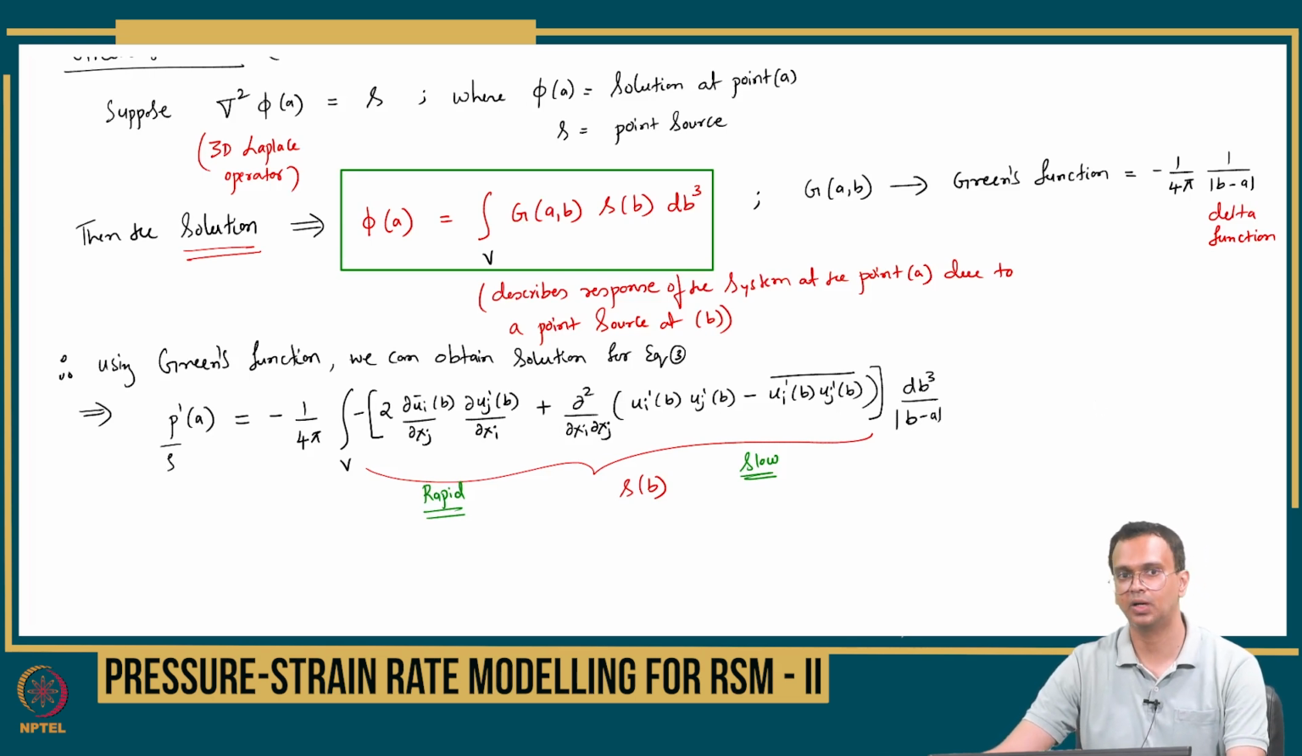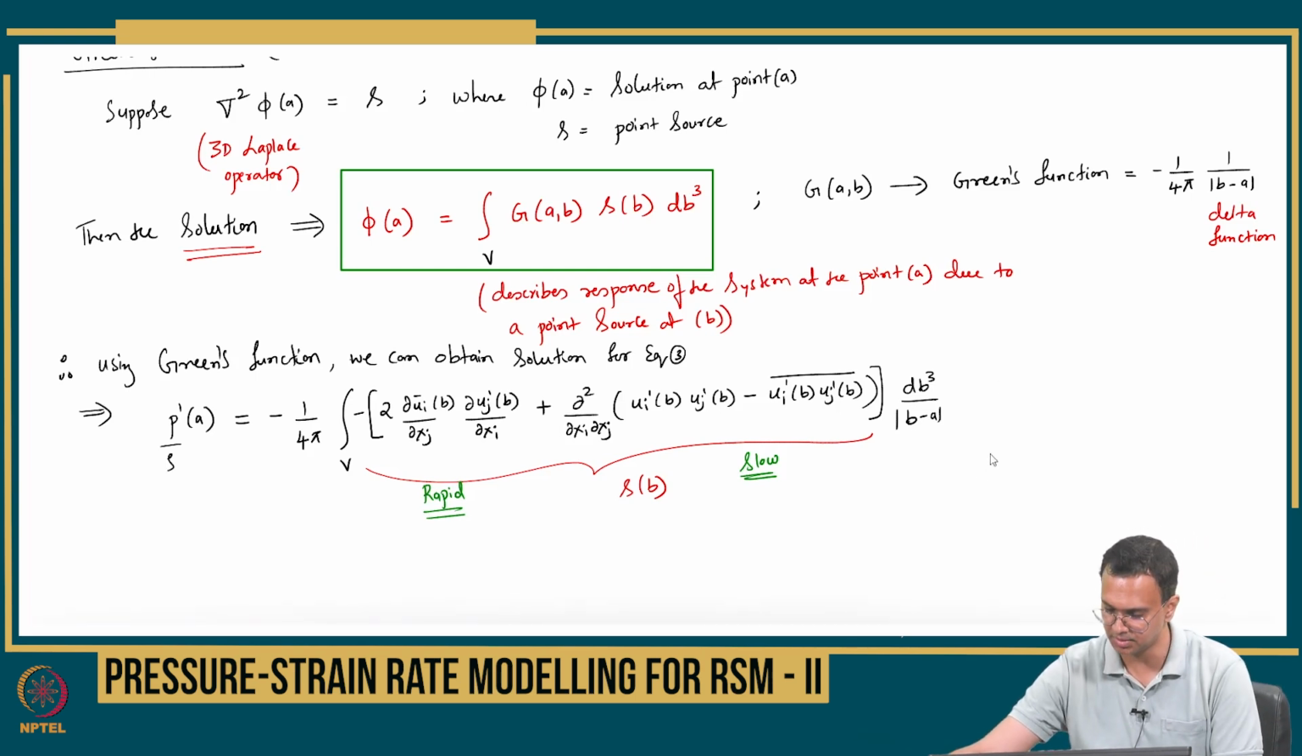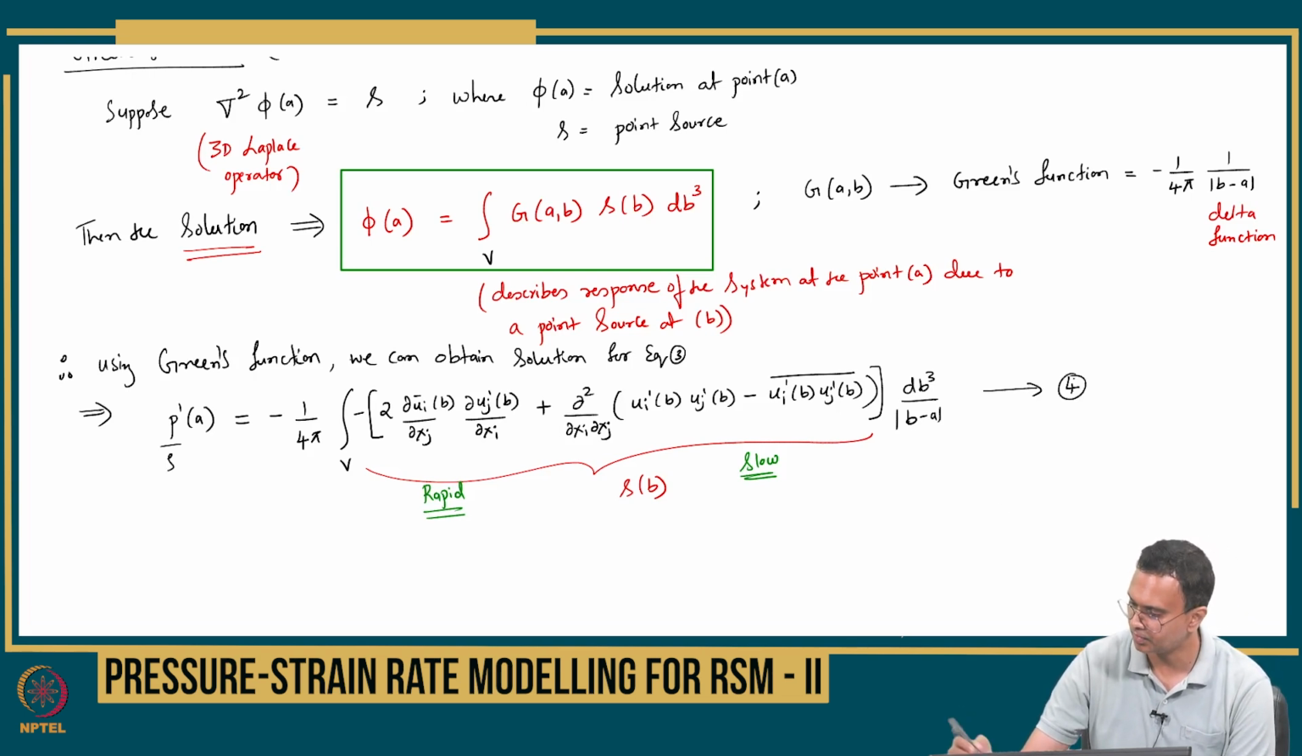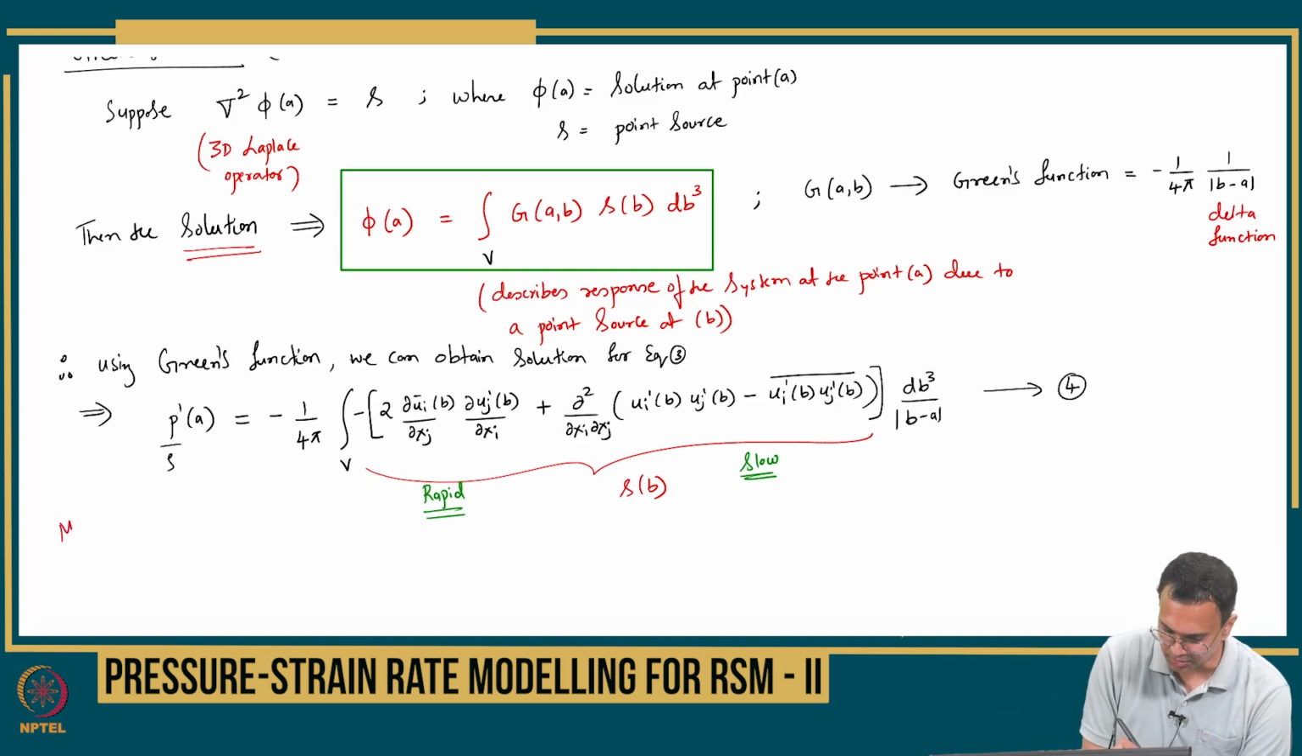Can you assume a flow where some terms vanish in the slow part, like statistically homogeneous flow? If flow is statistically homogeneous in all three directions, what will happen to the gradient of this average term here, this particular component? It will be 0. So I am going to assume homogeneous turbulence, okay. These are model assumptions, so let us call this equation 4. So let's make some model assumptions.